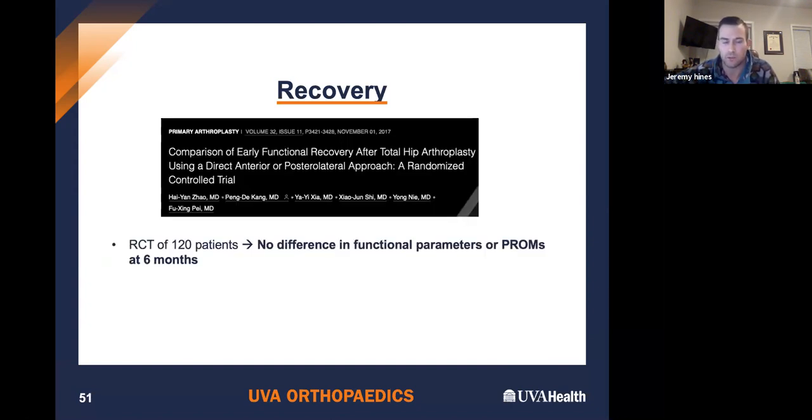Here's another study. This is a randomized controlled trial, no difference in functional parameters or patient reported outcomes at 6 months. So I will give it to the direct anterior approach. Most evidence is pretty conclusive that initially within the first 2, 3 weeks, 6 weeks, 3 months, the direct anterior approach may have faster recovery. But to that degree, I'm not quite sure that it's that big of an advantage.